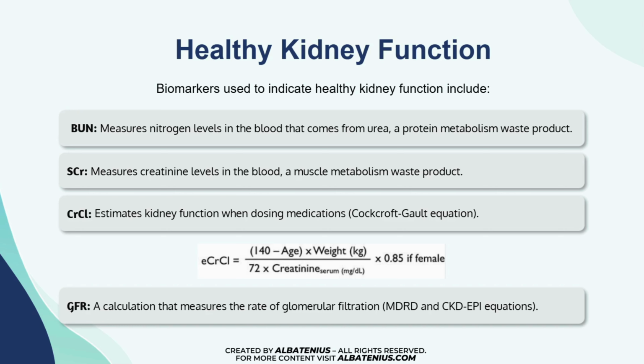And so the BUN is typically measuring levels of nitrogen that come from the presence of urea, which is a waste product of a particular metabolic pathway. And so fluctuations in these levels, along with creatinine, can signify that there's something going on with the kidneys. The creatinine clearance and the GFR are essentially products of calculations.